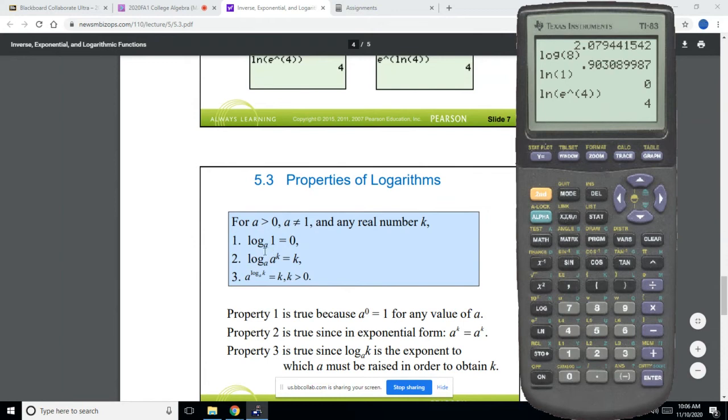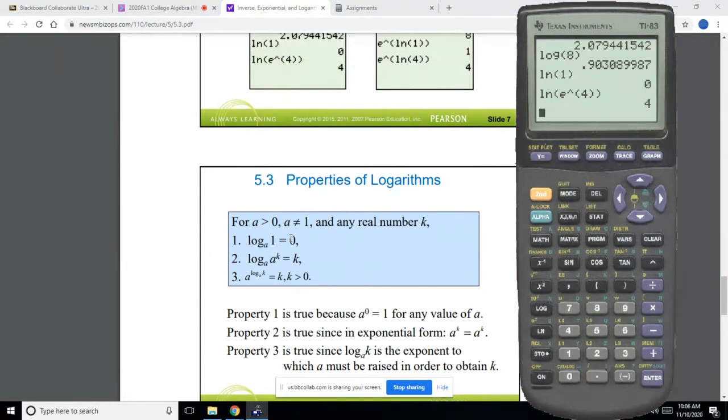So if you were to write this as an exponential, the log base a of 1 equal to 0, the base of the log is a, therefore the base of your exponent is a. You would raise a to the 0 power, and you would set it equal to 1. And by the 0 exponent rule, anything to the 0 power is 1. The second property says the log base a of a raised to the power of k is equal to k. This is what's called an identity.